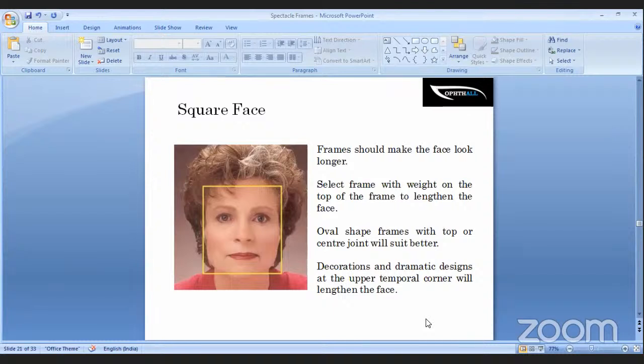For a square shape face, the frame should make the face look longer, nearer to the oval. Select a frame with weight on the top of the frame so that the face is lengthened. Keyhole mount kind of frame, rimless kind of frame, or retro style frame suits very nicely on these faces. Oval frame shapes with a top center joint will also suit these cases. If the frame has decorations or some dramatic design at the upper rim or the temporal corner, that will also enhance the look of the square face.